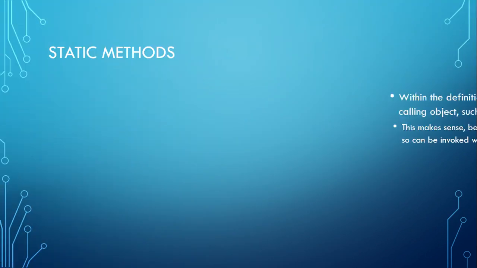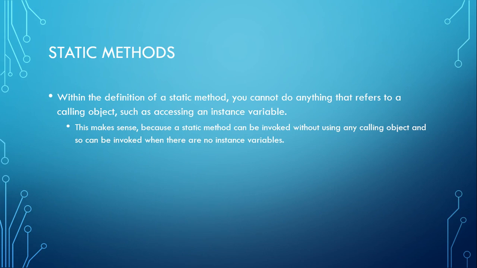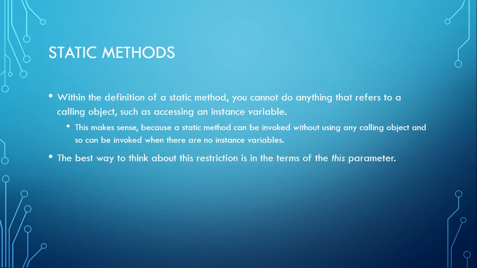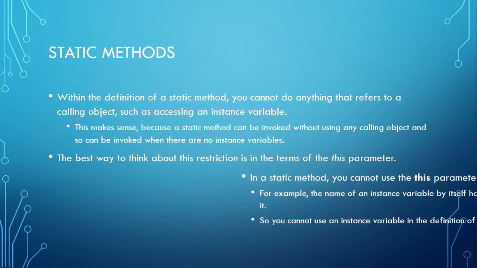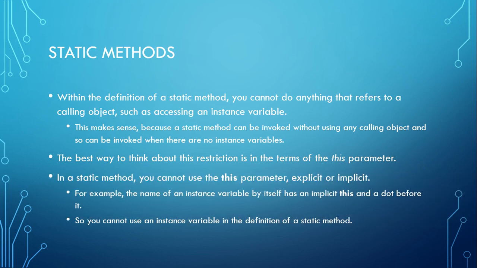All right, let's go back and talk about static methods. Within the definition of a static method, you cannot do anything that refers to a calling object, such as accessing an instance variable. This makes sense because a static method can be invoked without using any calling object, and so can be invoked when there are no instance variables. The best way to think about this restriction is in terms of the this parameter. In a static method, you cannot use the this parameter either explicitly or implicitly. For example, the name of the instance variable by itself has an implicit this and a dot before it. So you cannot use an instance variable in the definition of a static method.